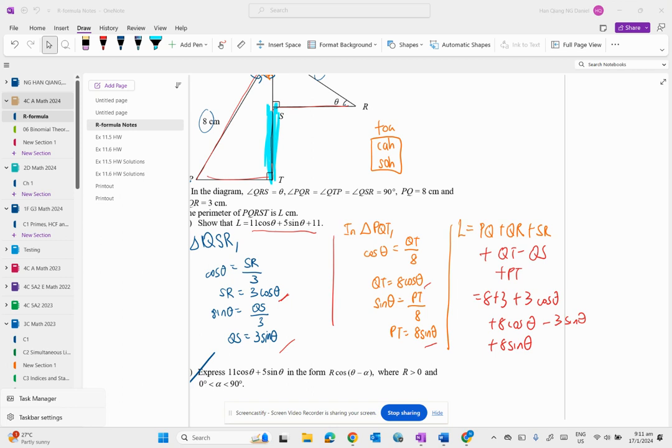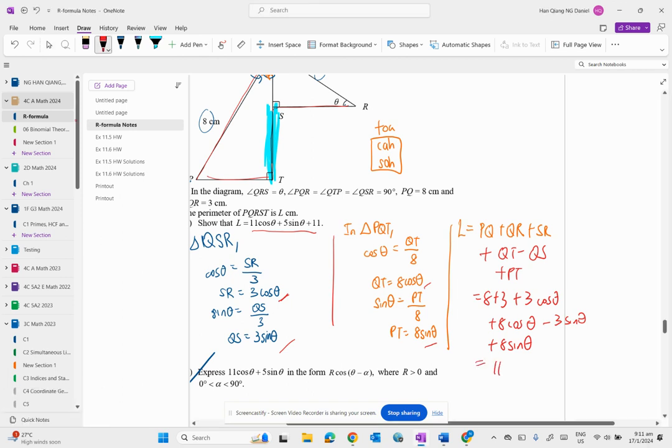Okay, is this better? Then simplify it, you should get 11. Sorry, 8 cos theta plus 3 cos theta is 11 cos theta. 8 sine theta minus 3 sine theta is plus 5 sine theta. Can you see? Then I still got one more, plus 8 plus 3 is plus 11. So I got one. Now I simplify the last step.